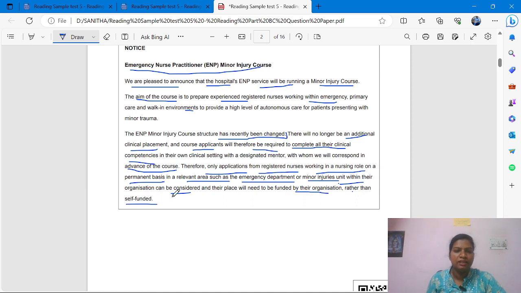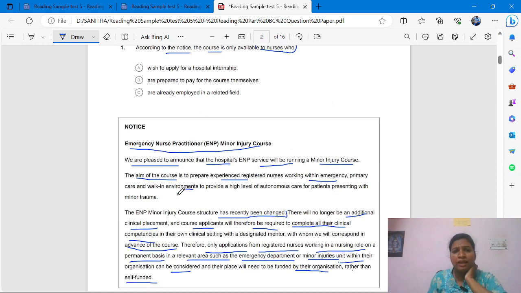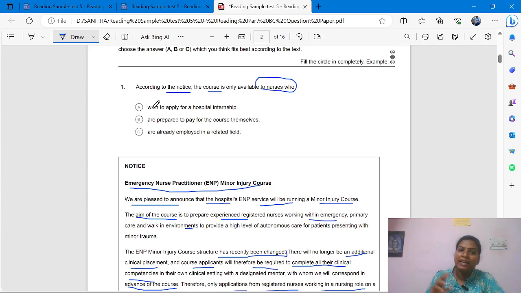Okay, you understood the paragraph. Then what you have to do is keep the overall meaning of the paragraph in your mind, what it is saying. Then you have to come to the options. You have to read the options and eliminate.